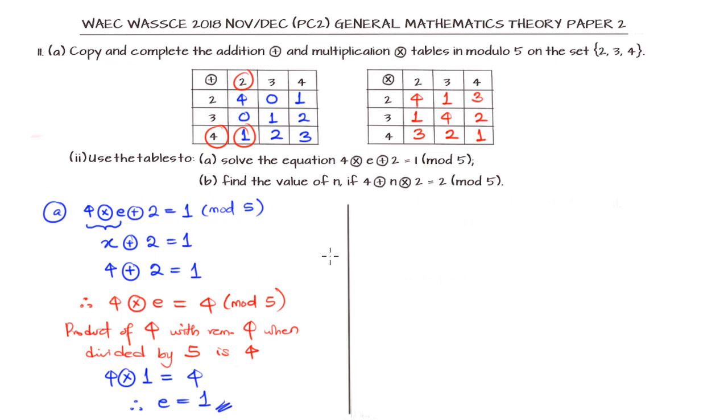Now question number B. Since we now understand the concept of using operation in modulo, in question number B, we are given that 4 plus n times 2 is 2 in mod 5. Now, in the same manner, let's say our first 2 entries, 4 and n, let's call it y. So y multiplied by 2 is 2. Looking at our table, what entry do we have that is multiplying 2 to give 2? The other entry is 2.